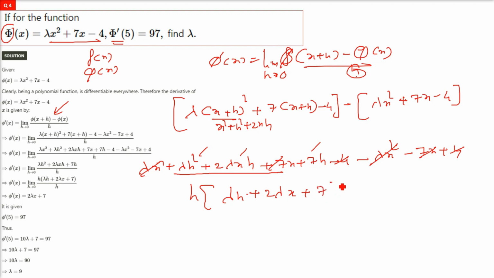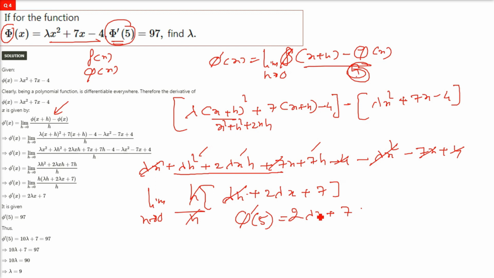Now, the h was already there in the denominator, I was just not writing it. Limit h tends to 0 was already there. h gets cancelled. Now remove all the terms with h. So you get 2 lambda x plus 7. This is your differentiation. Now this value, when x is replaced by 5, is going to give you 97.